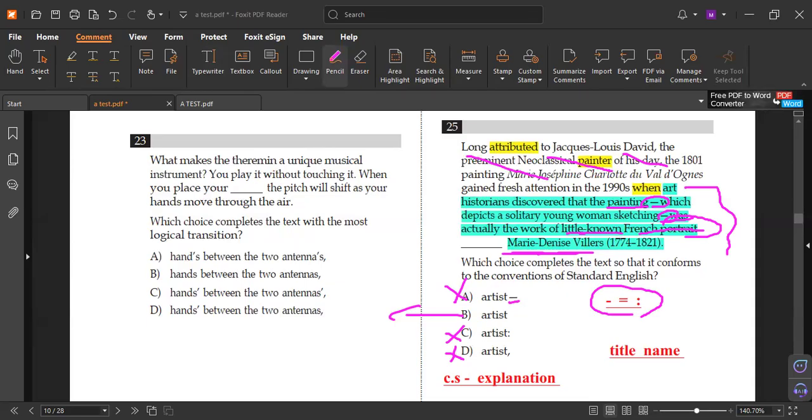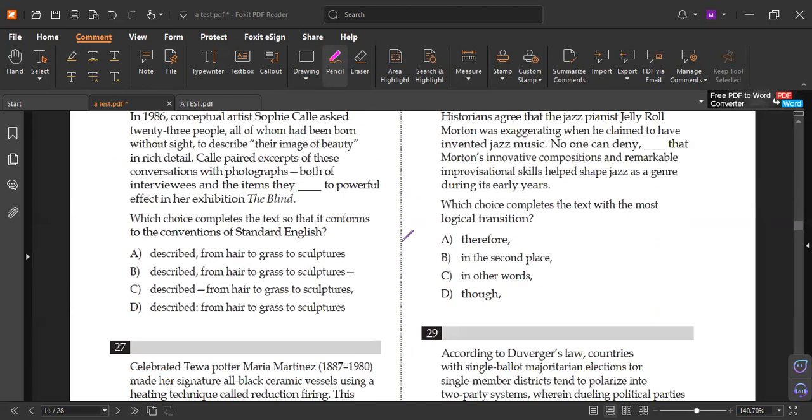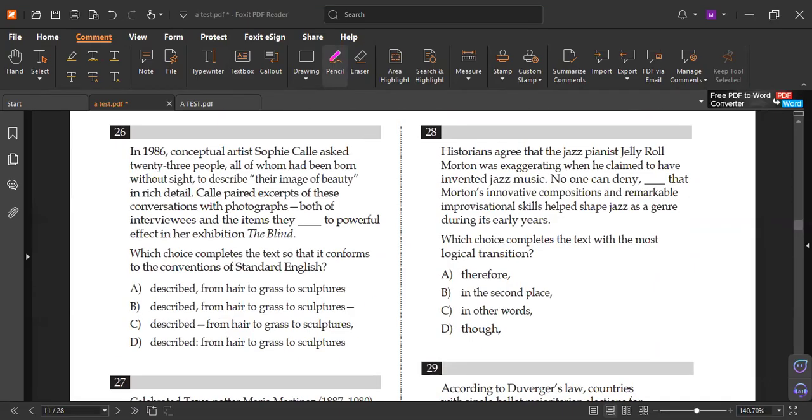For number... I think 26. Yeah, 26, right? Yeah.